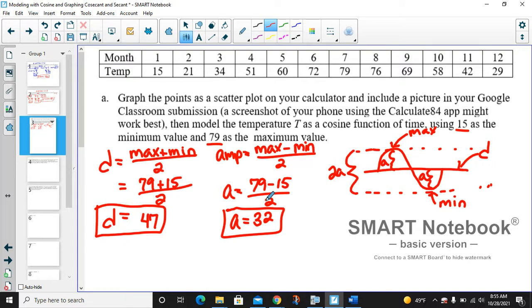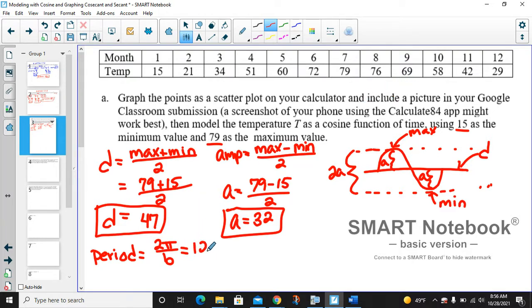All right, so now all we need to find is B and C. Well, we know that B has to do with the period. We know that the period is equal to 2 pi over B. Now, what is the period? Well, I'm dealing with months. How many months occur before we start over, before we get to the month that we're currently in? Well, there's 12 months in a year, so our period is 12.